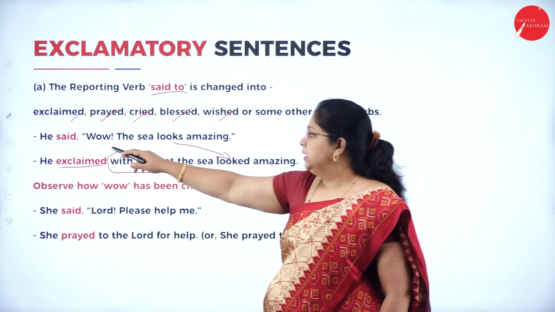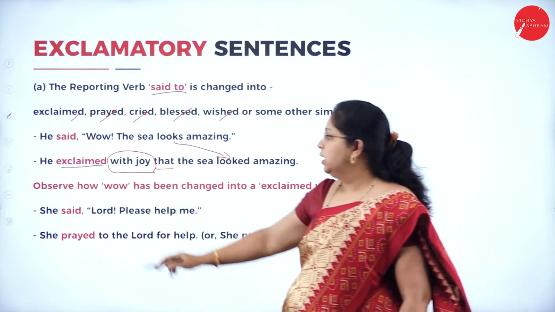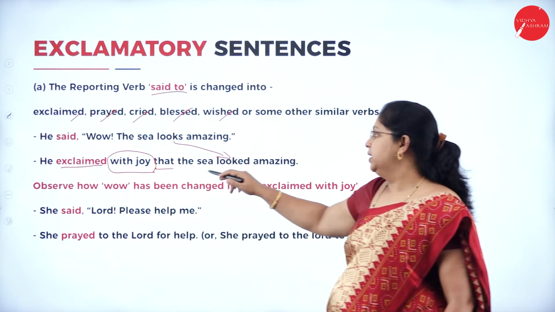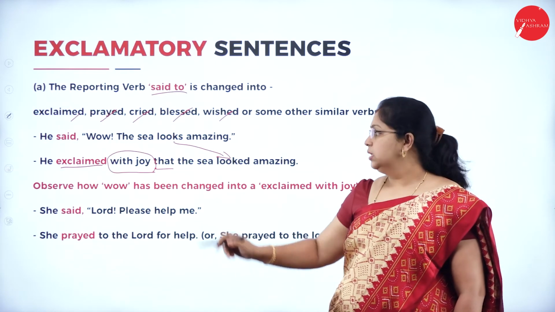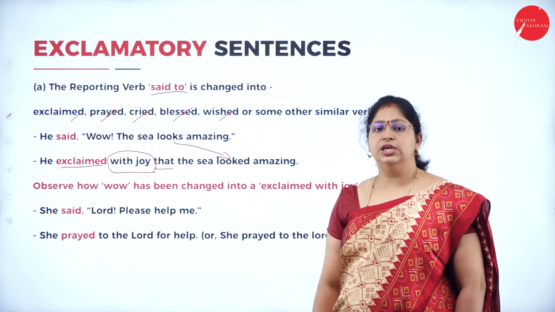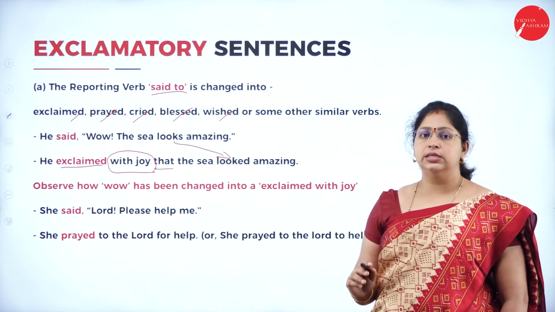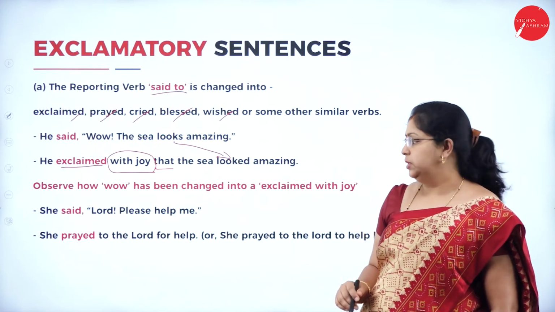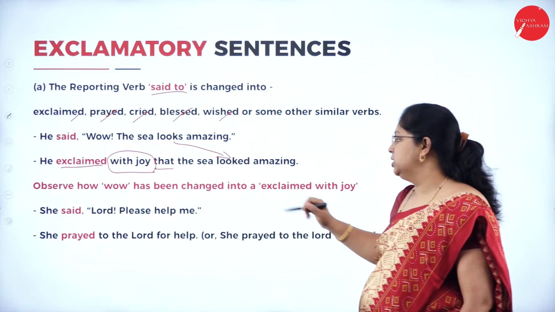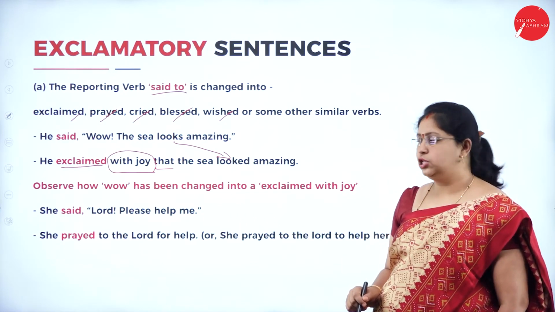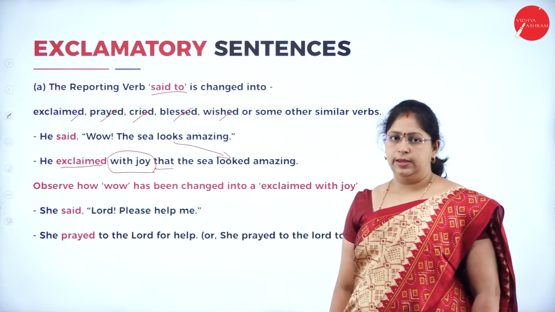Okay. "He said, wow, the sea looks amazing" is direct speech. "He exclaimed with joy that the sea looked amazing" is indirect speech. Okay. So, I have marked all the changes done to the sentence when we are changing an exclamatory sentence from direct to indirect speech. Next, observe how "wow" has been changed into "exclaimed with joy", correct? She said, "Lord, please help me." Okay.